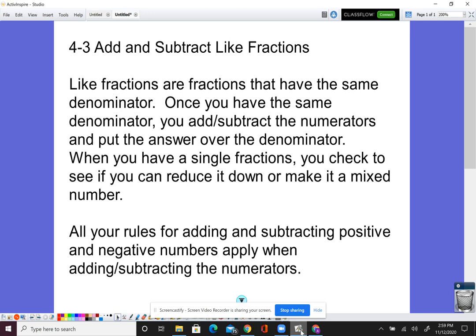Okay, section 4.3, adding and subtracting like fractions. So like fractions, there's not a lot to talk about other than what does it mean to be a like fraction? And that's when you have fractions with the same denominator.